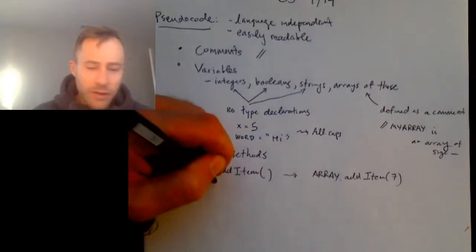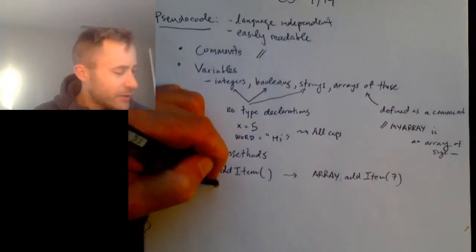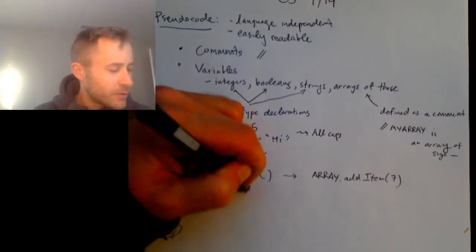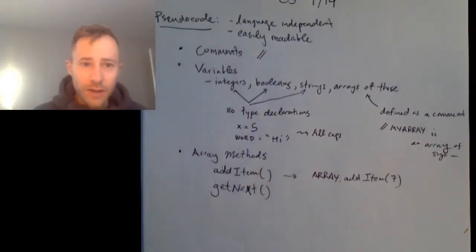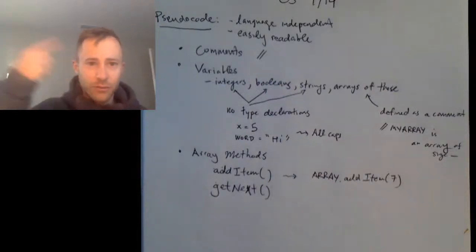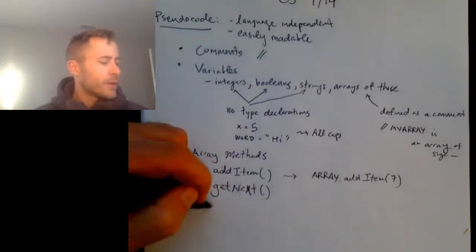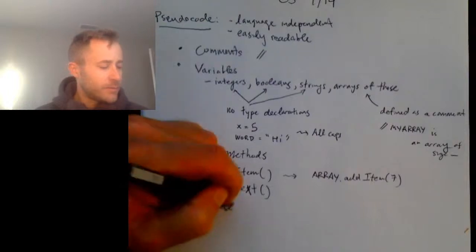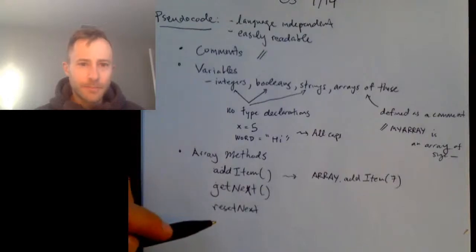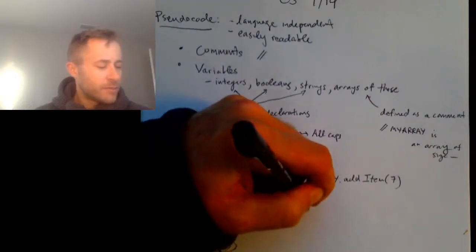Then there is a get next. This will do the obvious thing of returning the next element in the array. This is useful when you're iterating over the array; you just repeatedly do the get next. There is a reset next, which basically goes back to the beginning of the array.